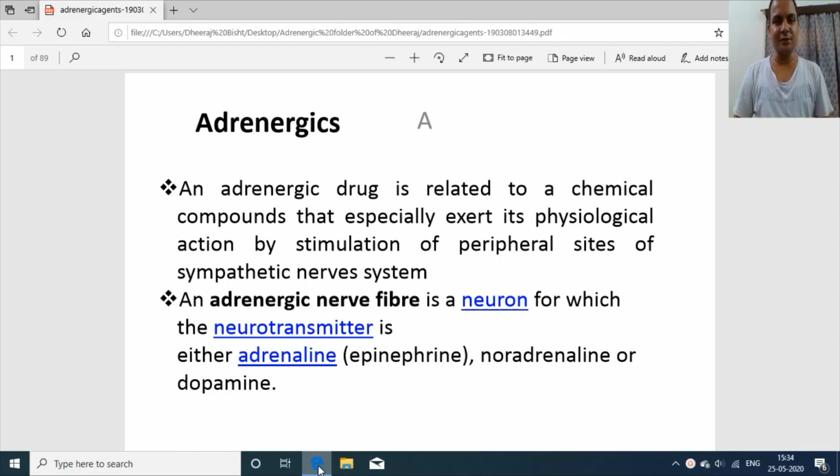We start with the pharmaceutical branch. In pharmaceutical branch, we take the topic of medicinal chemistry, fourth semester, and in fourth semester we take the topic adrenergic drugs.